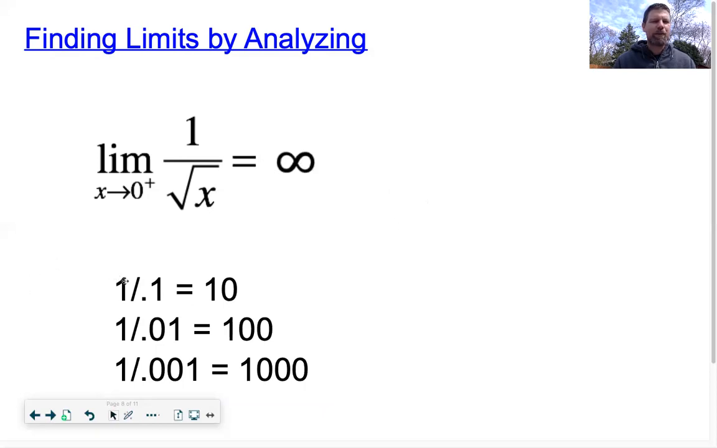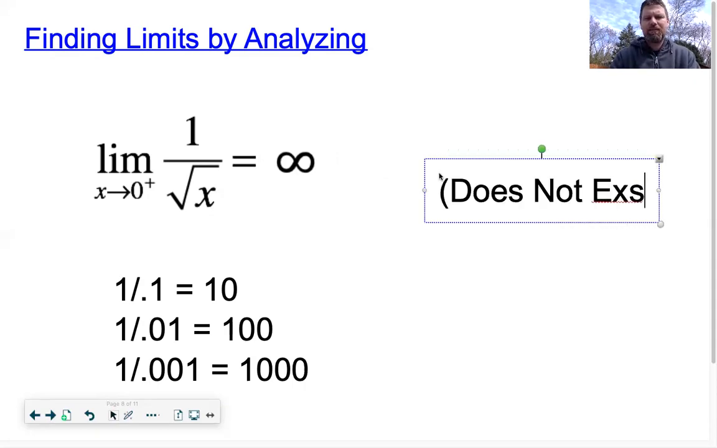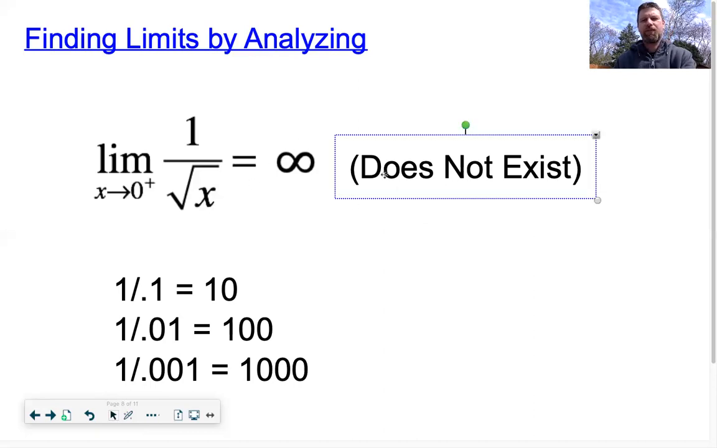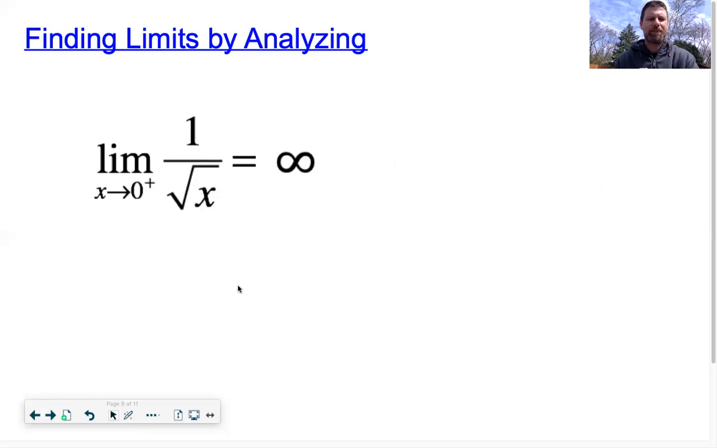Now, some of you guys may recall that this is technically a limit that doesn't exist. Limits only exist when they approach a specific number. Infinity is not a number. So yes, you could technically say does not exist. That is technically a correct answer. However, infinity is a more correct answer. It's describing the way in which the limit doesn't exist. Why doesn't the limit exist? Because the limit gets closer and closer to infinity. So that is the answer you should write.